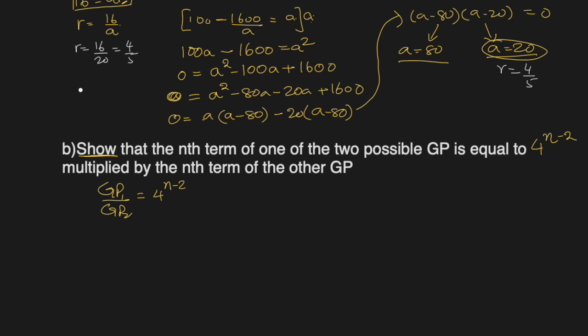What about the second one? Let's call it R1, R2. In the second case, A is 80. So 16 divided by 80, 1/5. So here R is 1/5. And now, nth term of GP, right? So nth term of GP.